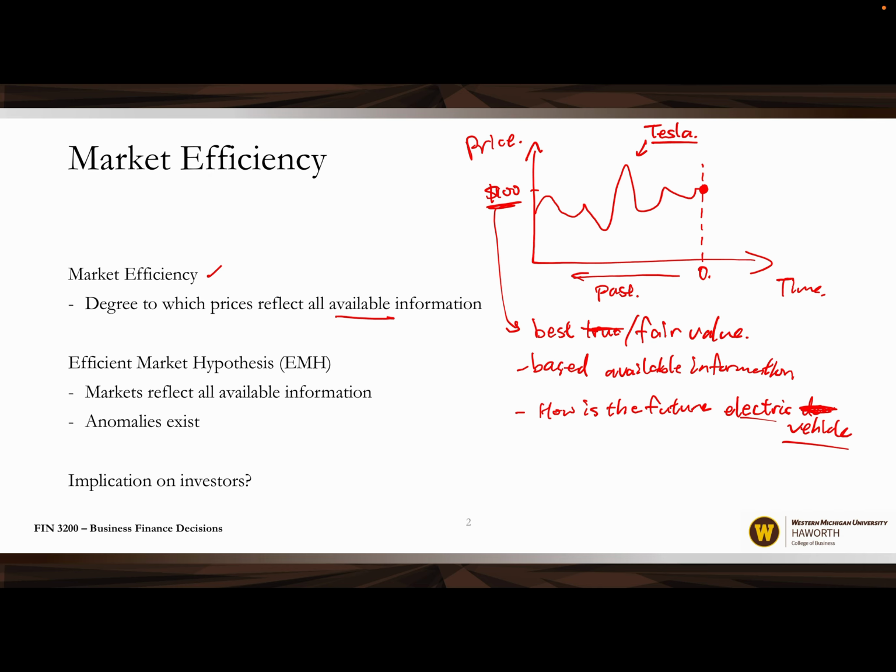That will be firm specific information. We talked about it in topic 8, the future of electric vehicles. How is Tesla managing the company? Are they efficient? How is their product compared to other competitors? These would be firm specific information.